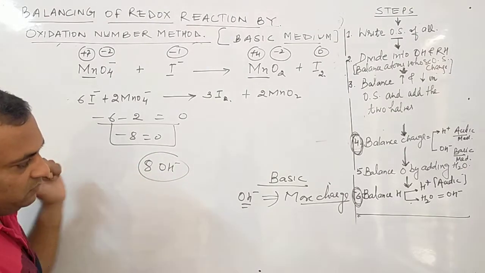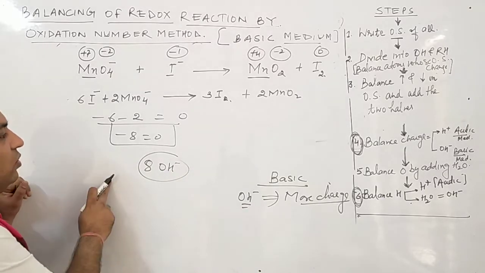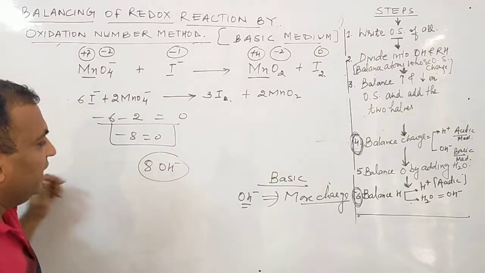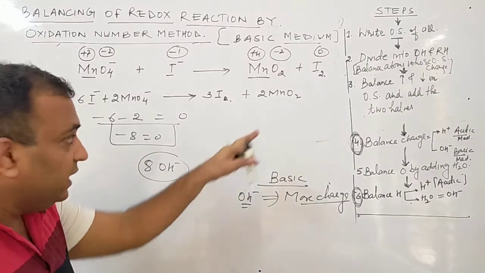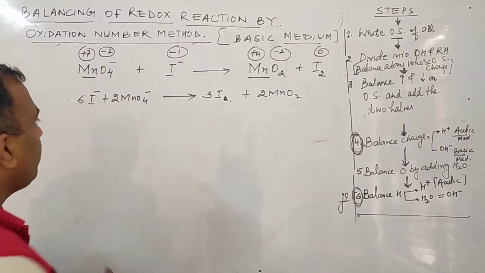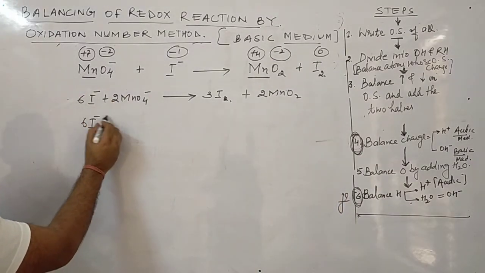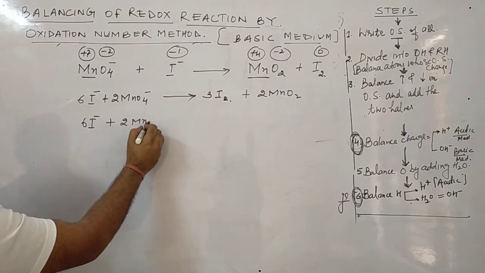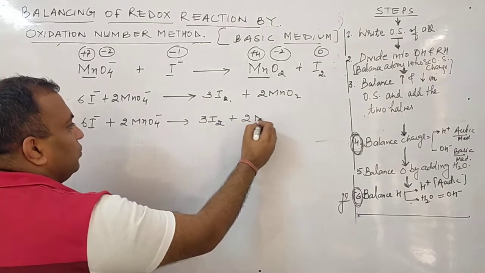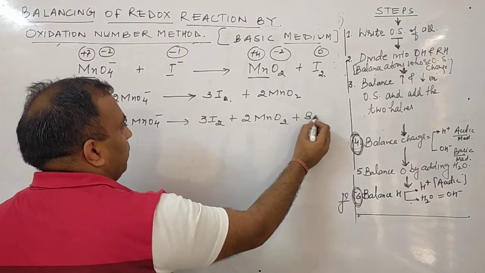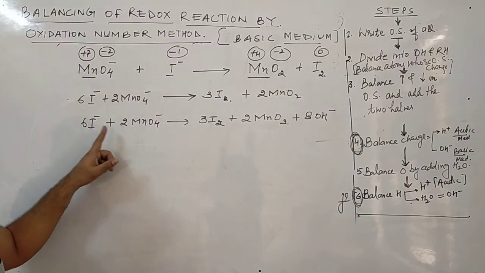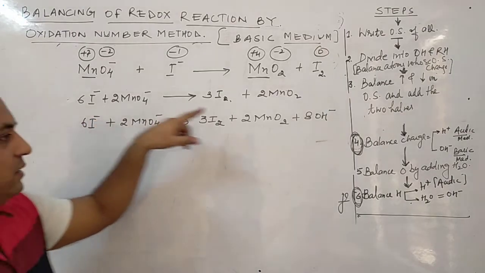But on which side? जहाँ पे चार्ज ज्यादा है, तो ज्यादा कौन सा होता है बेटा, माइनस 8 या 0? 0 will be more. So on the right hand side I will add 8 OH negative. On which side? Right hand side. The equation becomes 6I negative plus twice MnO4 negative gives 3I2 plus twice MnO2 plus 8 OH negative. You can see charge is already balanced. 6 minus 2 minus, minus 8 and this is 8.